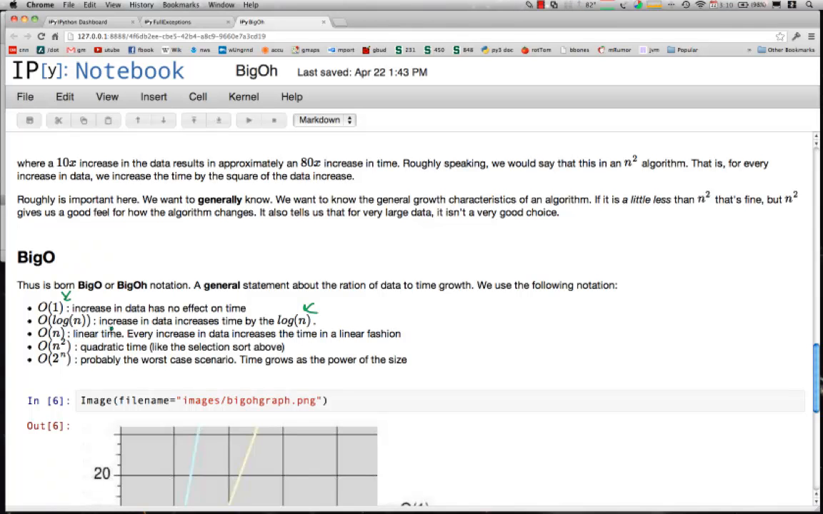Big O of n means that it's linear time. For every increase in the amount of data, we get a linear increase in the amount of time. Quadratic is what we saw in the selection sort. For every element that we add, we get an n squared increase in time. And then worst case scenario, right, if it's exponential, for every element I add, the time goes up by a power of its size.